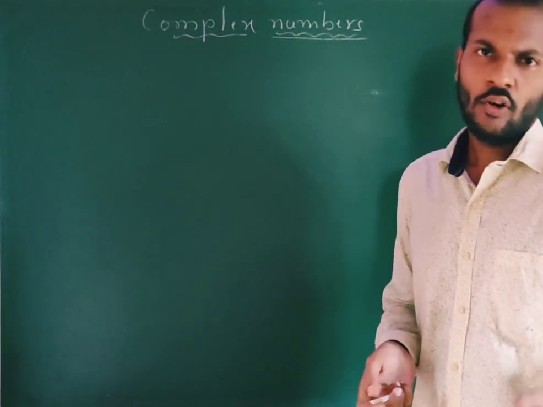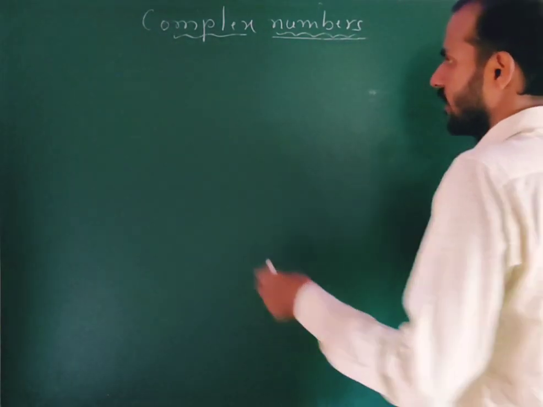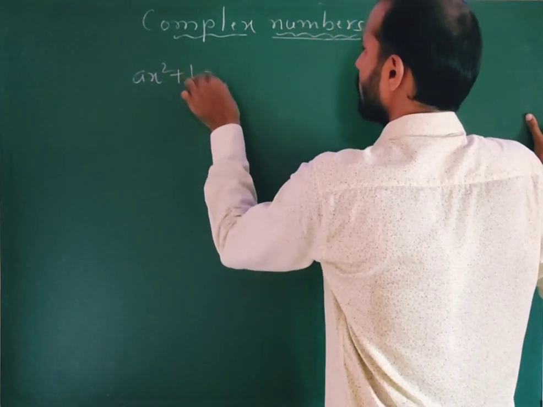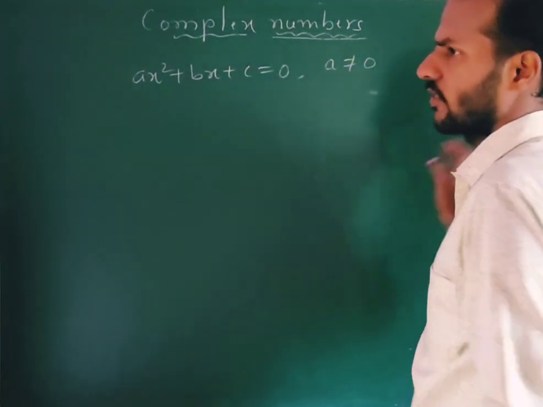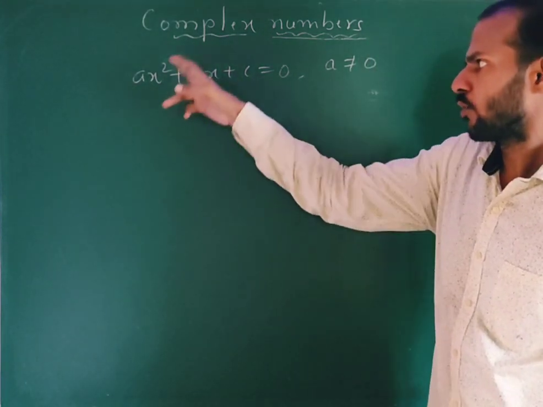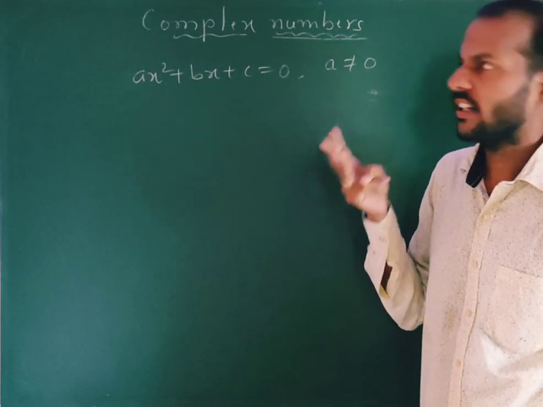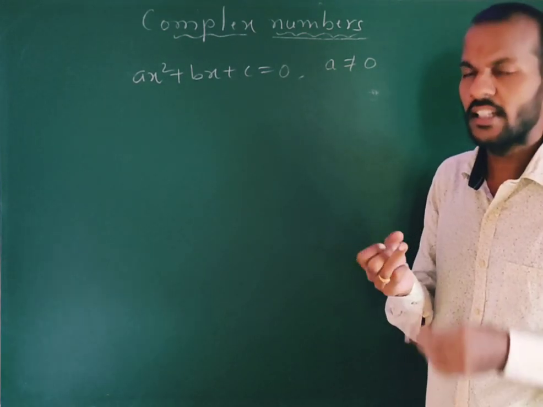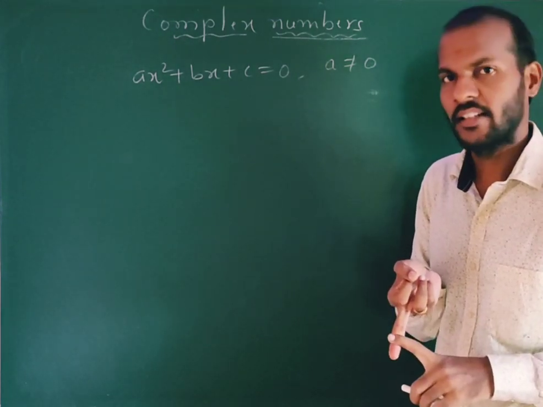Already you know well the quadratic equation, you have studied it in SSLC, right? The quadratic equation is ax square plus bx plus c equals to 0, where a is not equal to 0. It's the condition for a quadratic equation. Now, to solve a quadratic equation, there are three methods. Popularly, we can use two methods. First one is the factorization method, and second one is the root formula method, right?